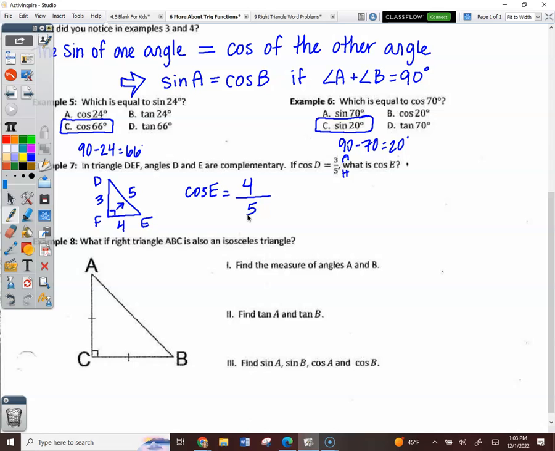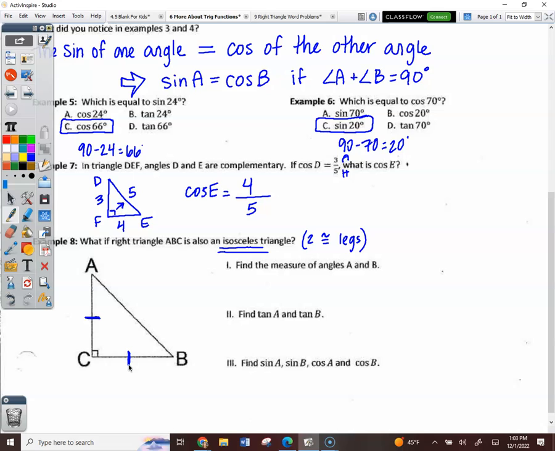Look at this next question. What if right triangle ABC is isosceles? Which means 2 sides are equal. That means 2 congruent legs, right? It means that this is equal to this. Well, then what would the measures of angles A and B be? 45. 45. Why? Because 45 plus 45 equals 90.